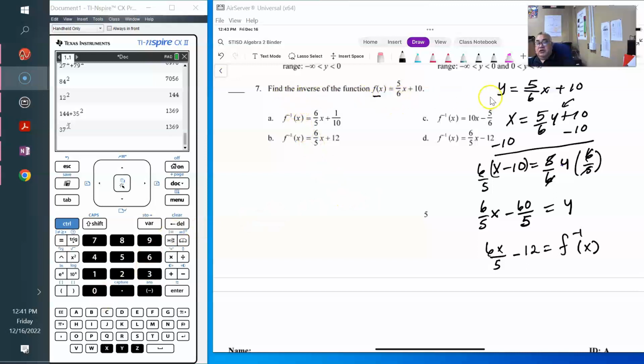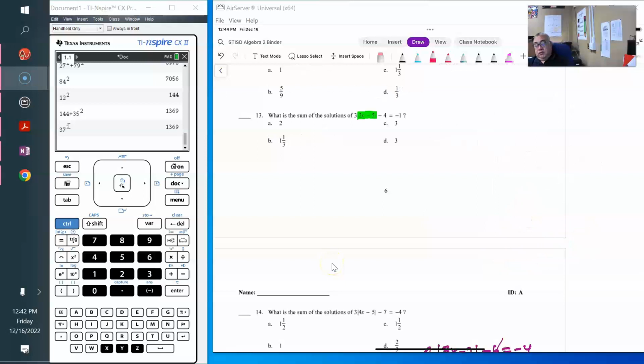So you switch these two. And then here you're going to solve for y. So if you're adding 10, you're going to subtract 10 from both sides. And then you are going to multiply by the reciprocal. Why? Because 5 times 6 is 30, 6 times 5 is 30, so that's 1, so you're left with y. Here you're going to apply the distributive property, 6 fifths x times 6 fifths times 10. So you have 6 fifths x minus 60 over 5, which is 12. So the inverse of f is going to be 6x over 5 minus 12.